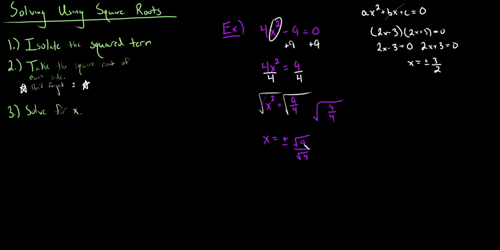That's extremely useful in this case, because if we can simplify here, we should go ahead and do so. And in this case, we would. The square root of 9 is 3, and the square root of 4 is 2. So we get x is equal to plus or minus 3 halves, just like we would have if we had factored. So that is an example of how we can solve using square roots. I want to take a look at just a couple more problems.